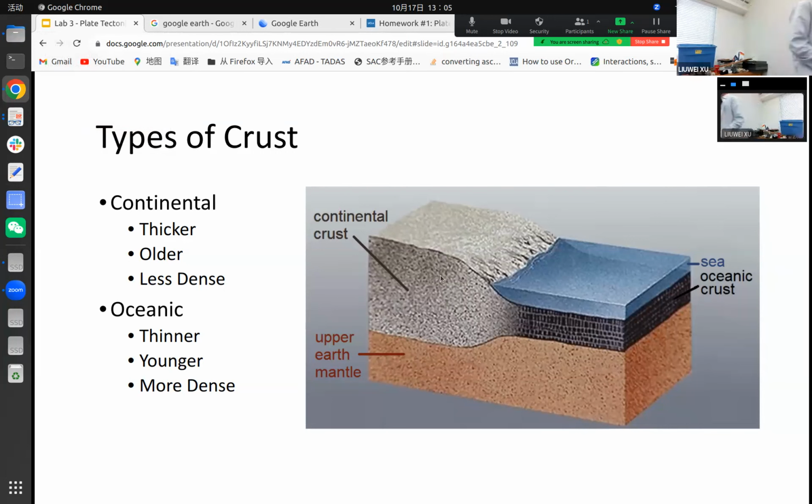On the right figure, you see a brief illustration for the continental crust and the oceanic crust. Usually the continental crust is thicker than the oceanic crust, so usually it's above the sea level. Even though it's below the sea level, the ocean depth is much shallower than the oceanic crust. Some other physical properties comparison: the continental is thicker, older, and less dense. The oceanic is thinner, younger, and more dense.